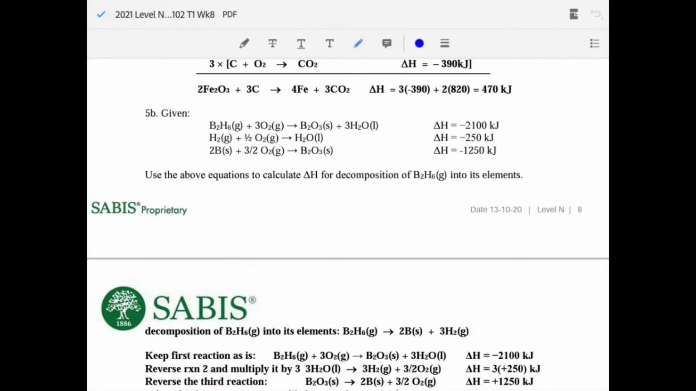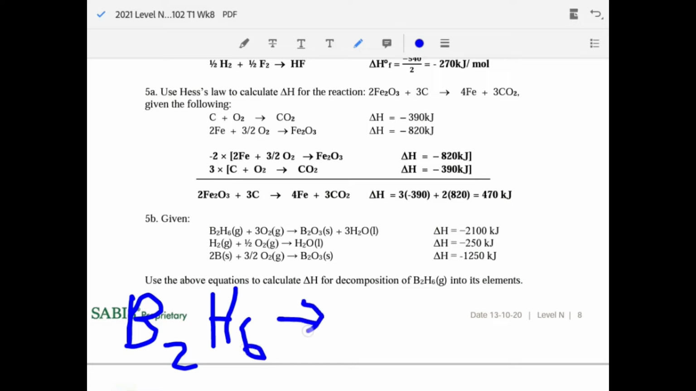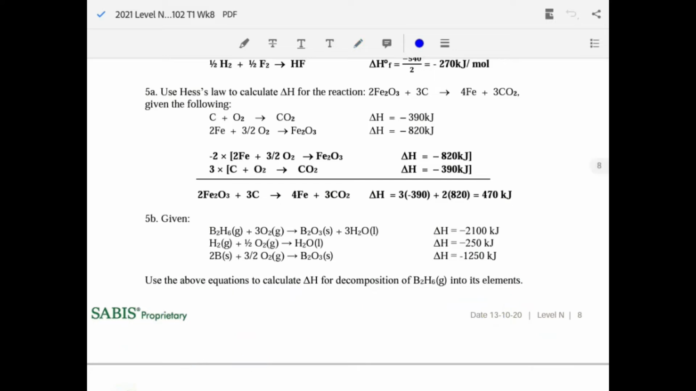Decomposition of B2H6 into its elements. So decomposition is B2H6, this is balanced, into 2B plus 3H2. This is basically just making it elements. So B, boron, is a metal, so it will be alone. Hydrogen is a diatomic gas, so it will have two atoms which will be split from the six, and will be paired together.